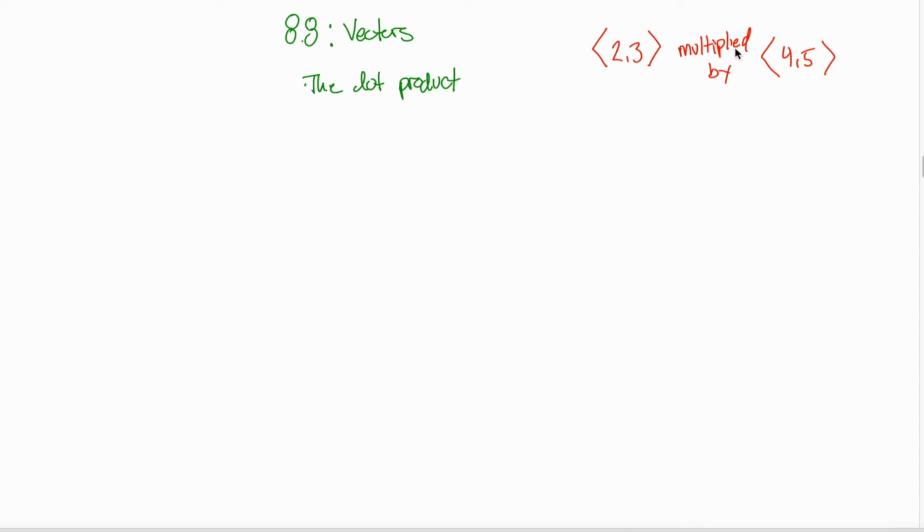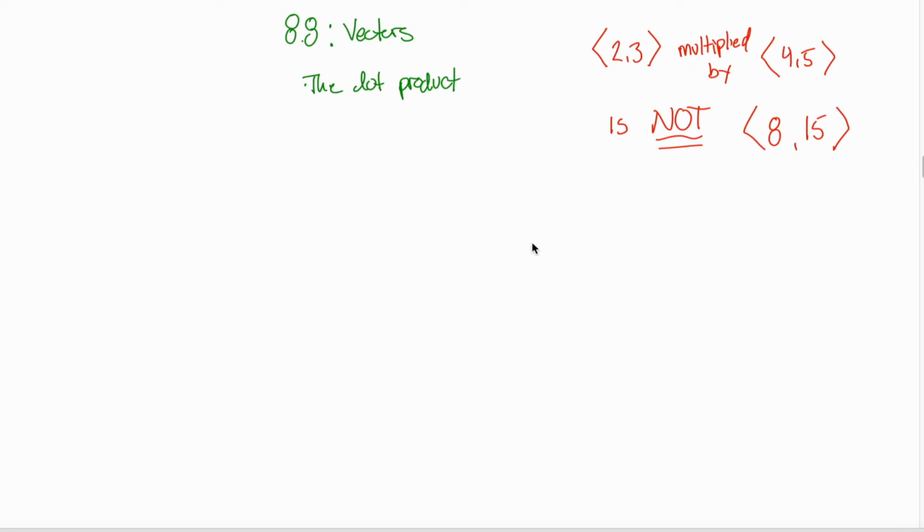If we were taking the vector 2, 3 and the vector 4, 5 and we're multiplying them together, you might think we should just multiply component-wise. So this 2 times this 4 gives us this 8, and this 3 times this 5 gives us this 15. But it turns out that's not what we do. Not that you couldn't do that, it's just not useful to find the product of two vectors in this way.